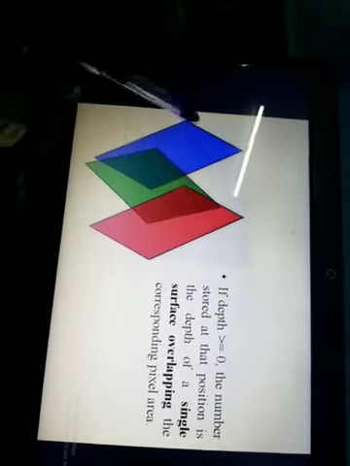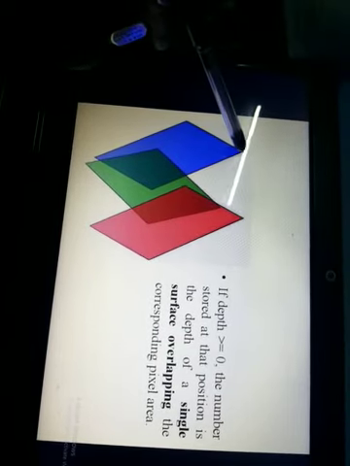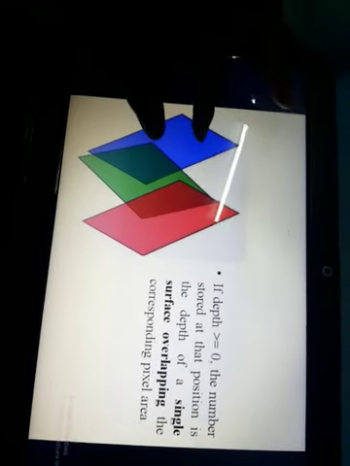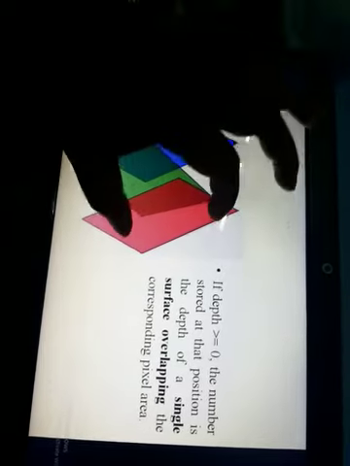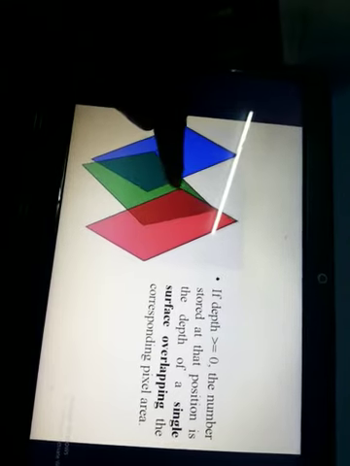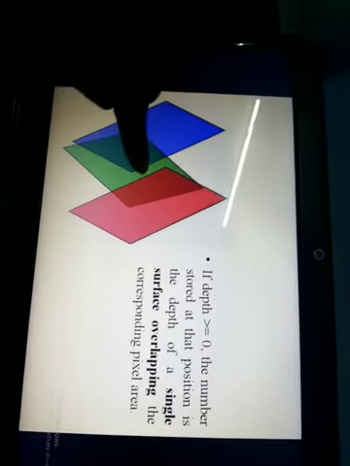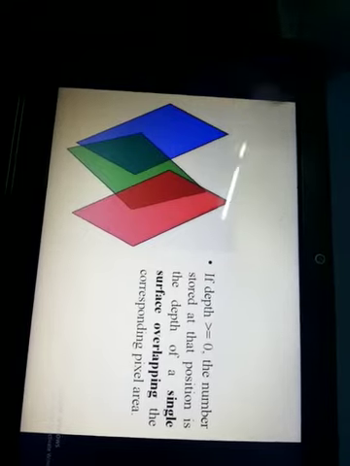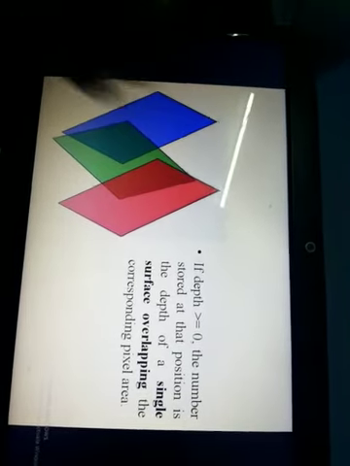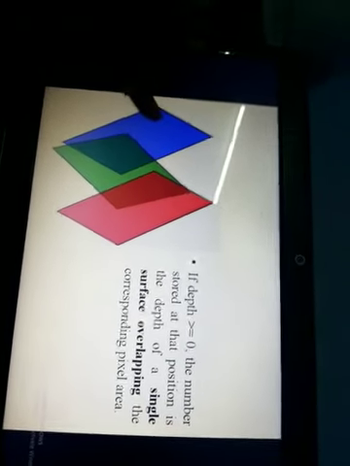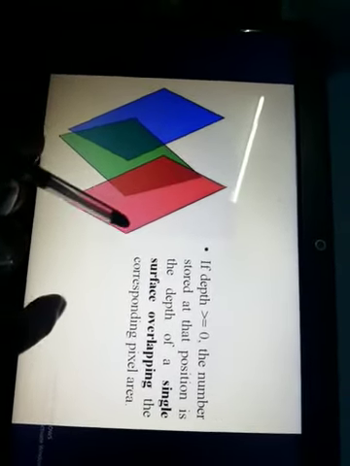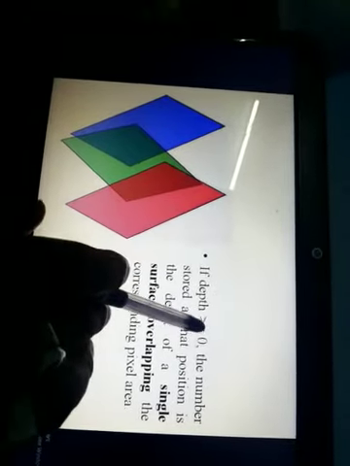So in these three polygons, see this portion, this one and this one. This is the portion which has not overlapped. This polygon, this one is the portion which has not overlapped. So what they are saying is that if the depth is greater than 0, that part of the polygon is not overlapping. There is a single surface overlapping. That is called single surface overlapping, in the sense that no other polygon has overlapped, if the depth is greater than 0.